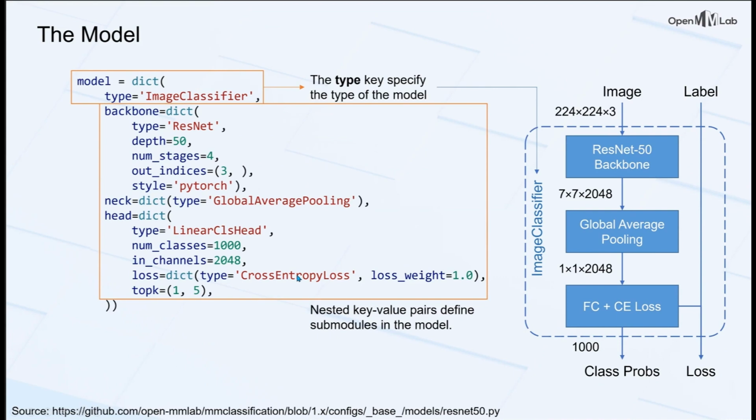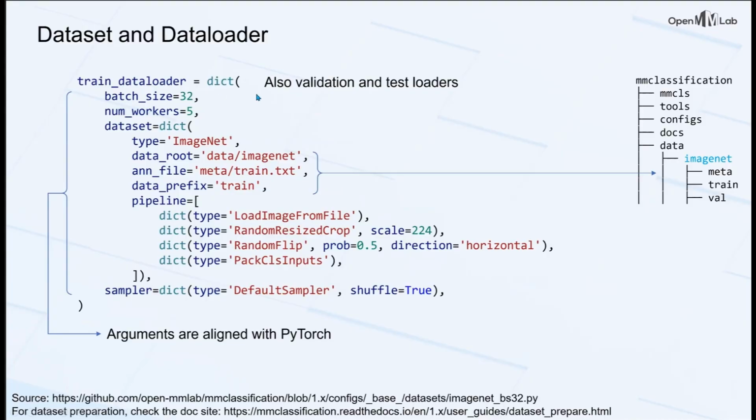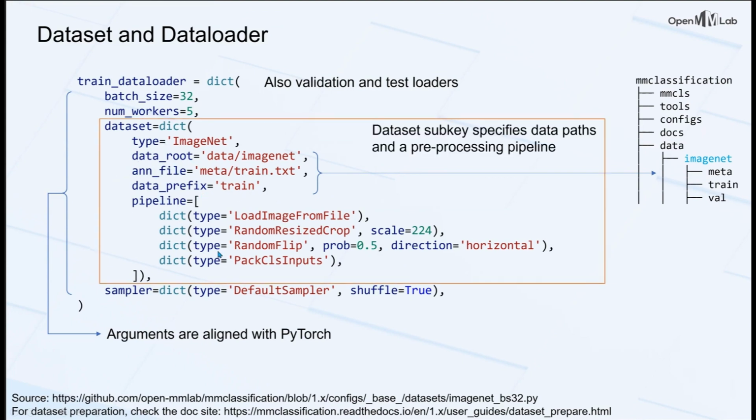The second part is the data part. The data part usually consists of three data loaders: the train data loader, the validation data loader, and the test data loader, respectively. The argument list is aligned with PyTorch's data loader, which you are already familiar with. The data loader contains a dataset key here, which specifies the type of the dataset, the paths to the dataset files, and a pre-processing pipeline.